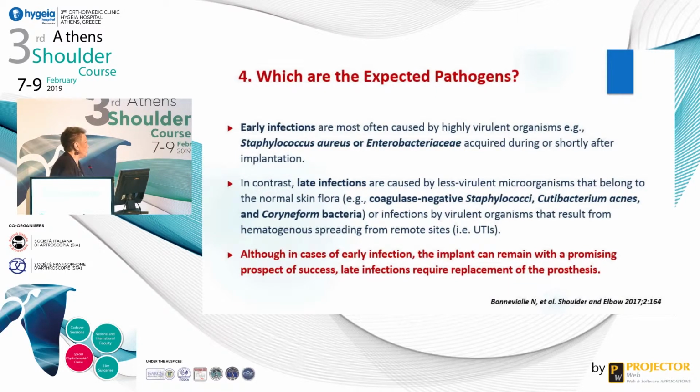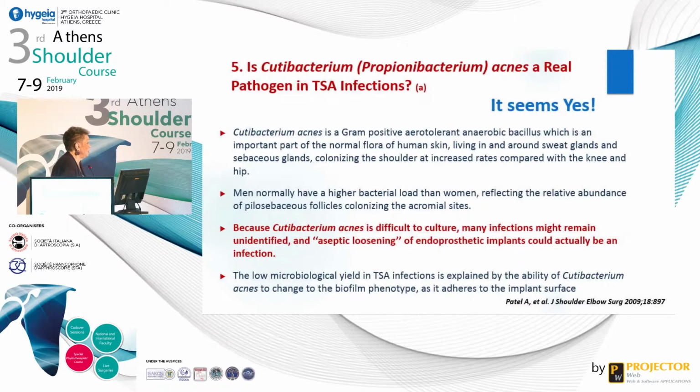Which are the expected pathogens? Early infections are mostly caused by highly virulent organisms like Staphylococcus aureus or Enterobacteriaceae, which are acquired during or shortly after implantation. In contrast, late infections, and this is a difficulty, are caused by less virulent microorganisms like coagulase-negative staphylococci, Cutibacterium, this is Propionibacterium acnes, and corynebacteria. Sometimes, however, by hematogenous spread, we can also confront Staph aureus or Enterobacteriaceae, but that happens more seldom. In case of early infection, the implant can remain with a promising prospect of success; late infections usually require replacement of the prosthesis.